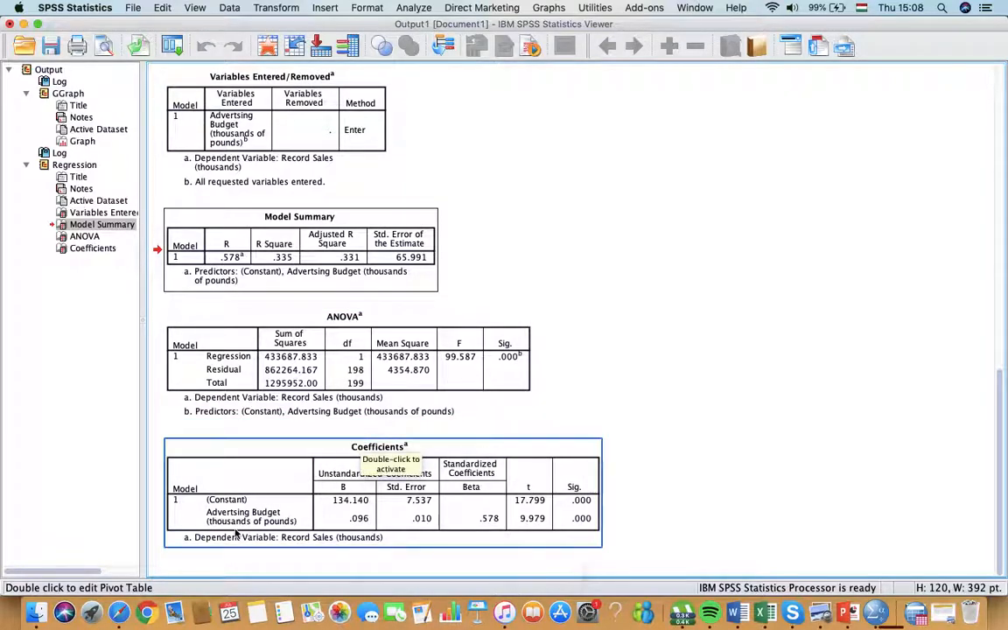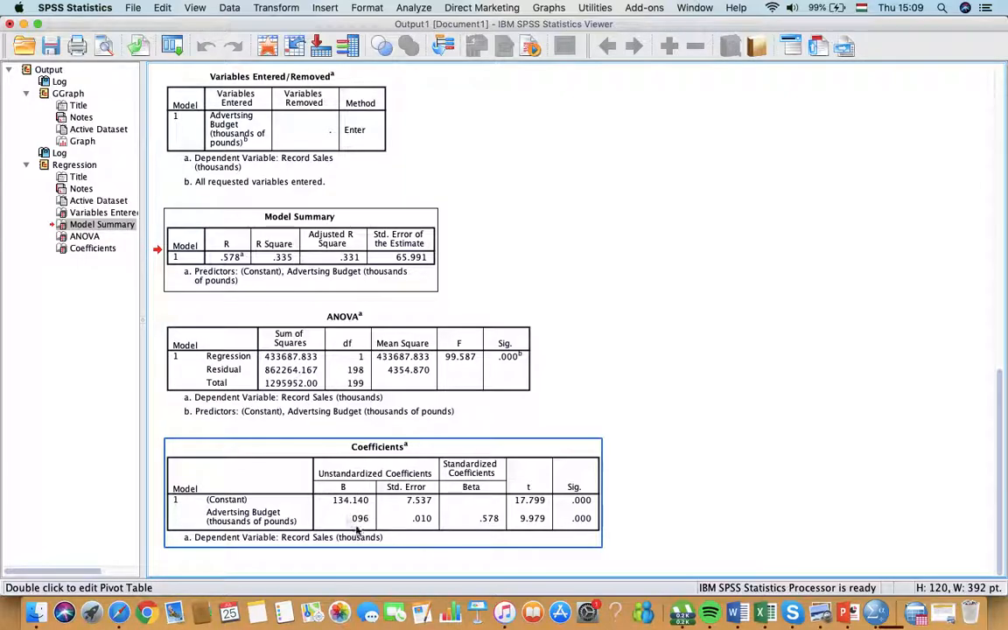And the last table is also very important, which is the model parameters. So you would like to see the individual contributions of the variables in the model. Remember the regression coefficients. We had the intercept and the gradient. So the constant B in this table is the intercept, which is 134.14. So this means when no money is spent on advertising, so you spend no budget on advertising, then still 134.14 records will be sold.